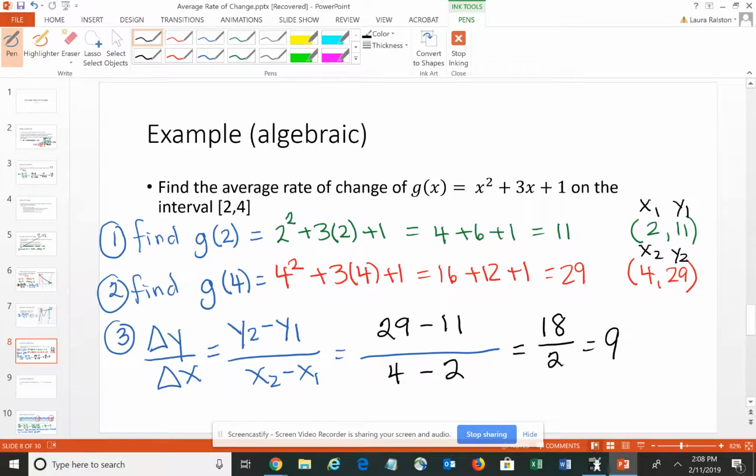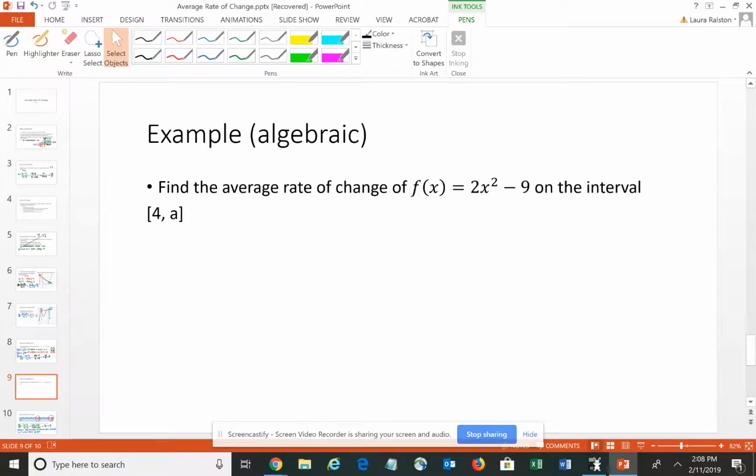So the average rate of change of x squared plus 3x plus 1 on the interval 2 to 4 is 9 units. Okay, it's a 3-step process. It's not hard. It's a lot of plugging and chugging. If you're having trouble with the math, use your calculator.